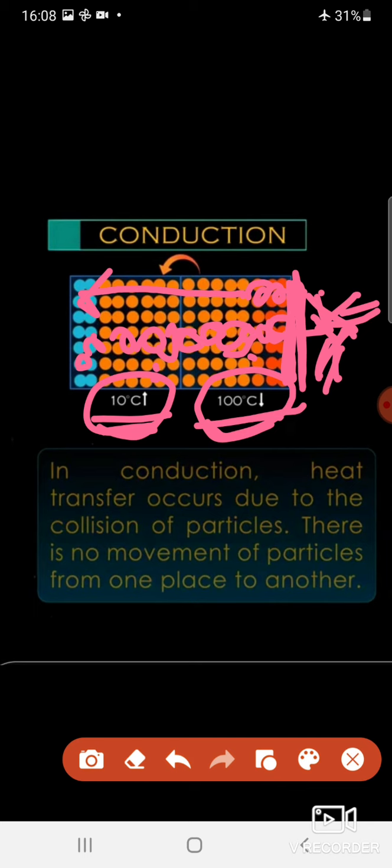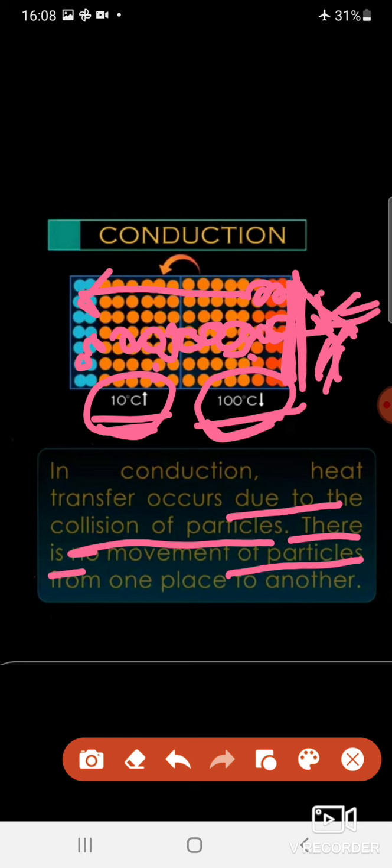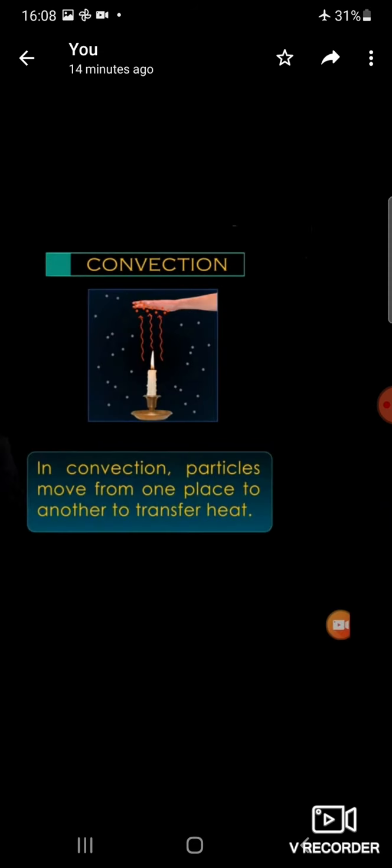Okay, I am again and again mentioning that in conduction, heat transfer occurs due to the collision of particles. There is no movement of particles from one place to another. I hope that the concept of conduction is clear to you.